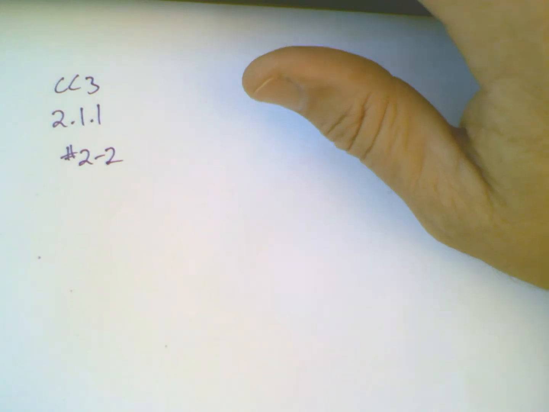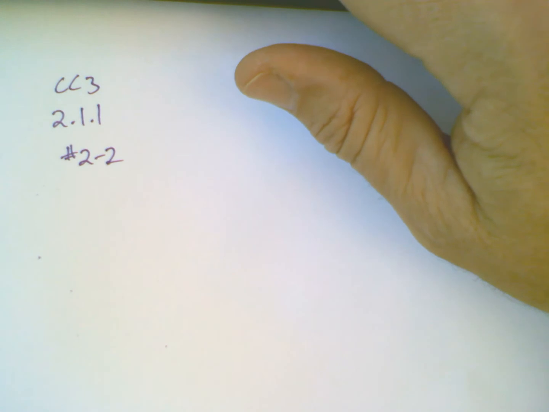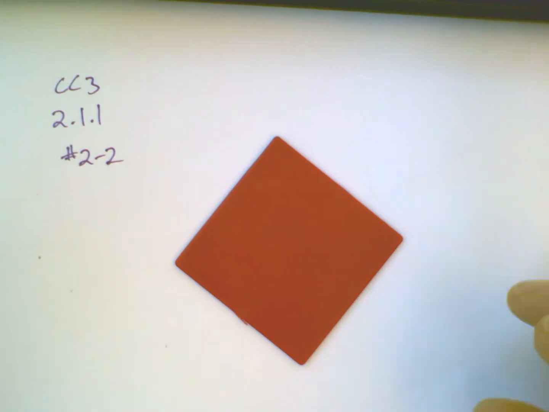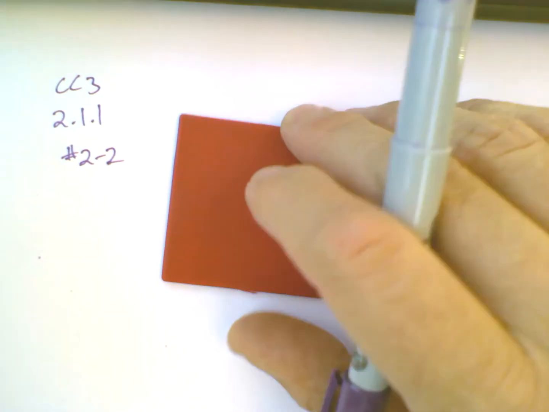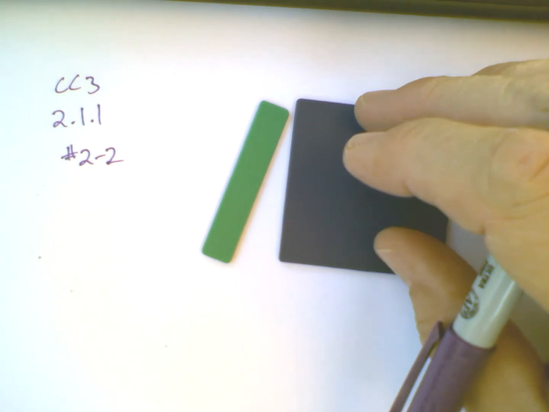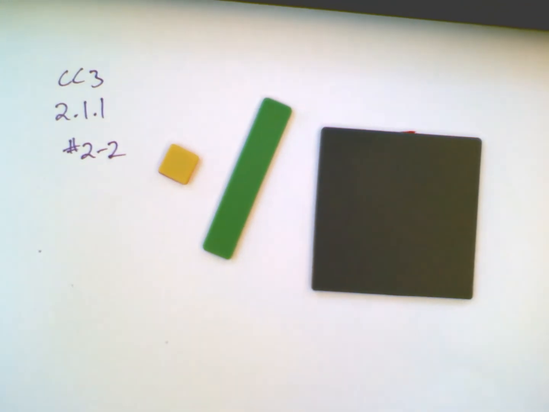All right, so I have been asked to look at CC3 2-2, section 2.1.1. Specifically, that's the question that talks about the algebra tiles. So I'm going to put some algebra tiles in front of us here and talk them through, so we again have a clear understanding of what algebra tiles represent and what they look like.